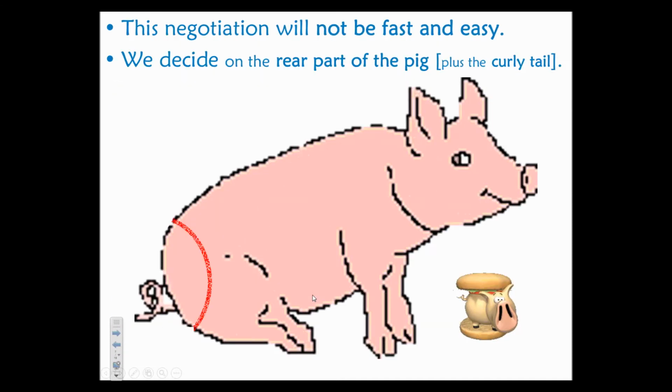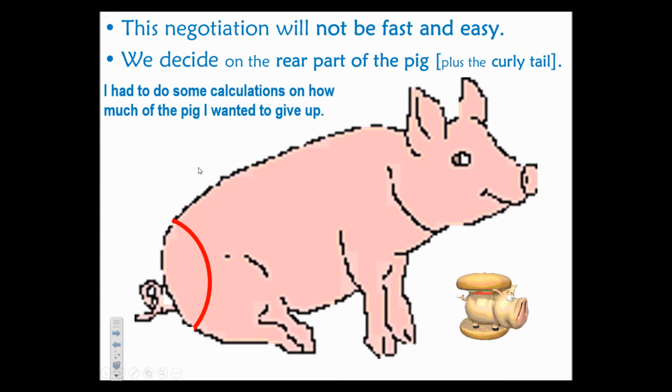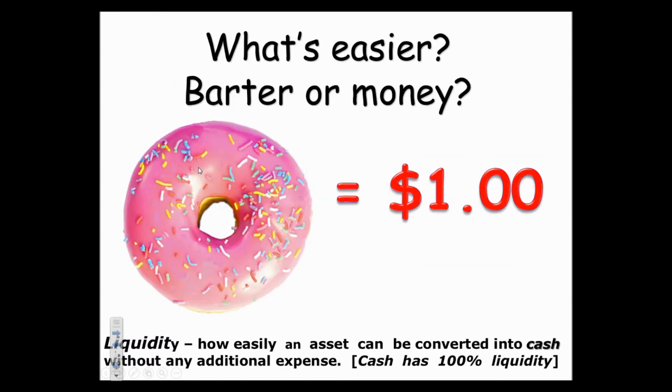Okay? So we have to negotiate. It takes a long time to negotiate this. We end up deciding that the ham plus the tail is worth the donut. Okay? Lots of calculations. This actually takes lots of time. Okay? So once we do all of this, there's a cost associated with making the exchange, and that cost is done away with when we use money.